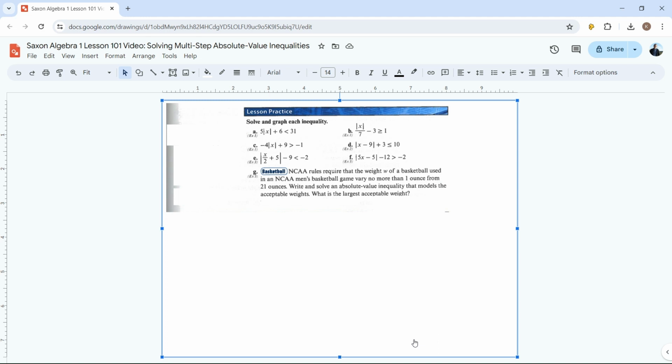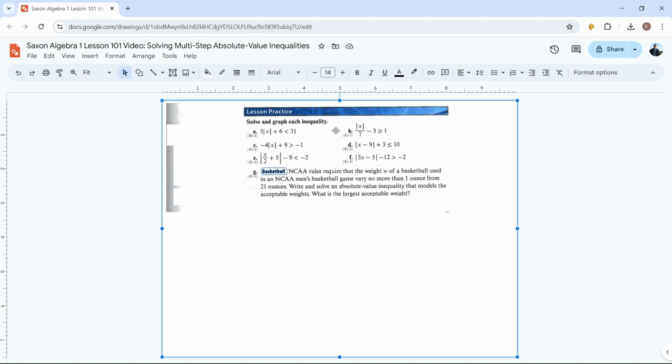Hey, algebra students, in this lesson, we're going to be talking about solving multi-step absolute value inequalities. In order to solve these, we first need to do some other work to get the absolute value expression on a side by itself. That's our goal. We need to get the absolute value expression on a side by itself.